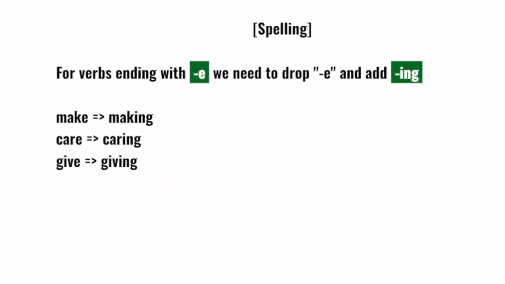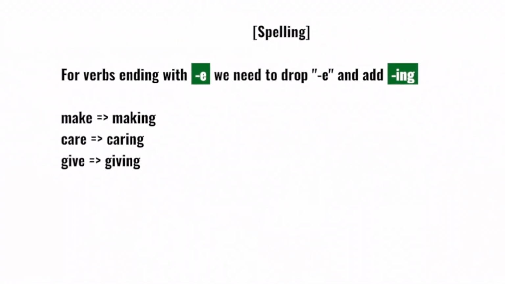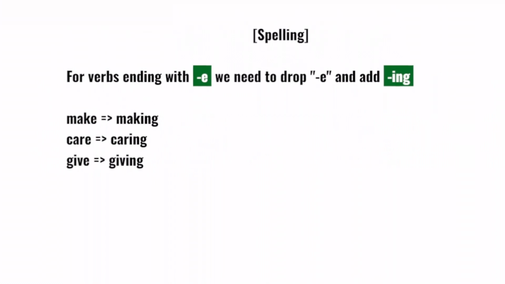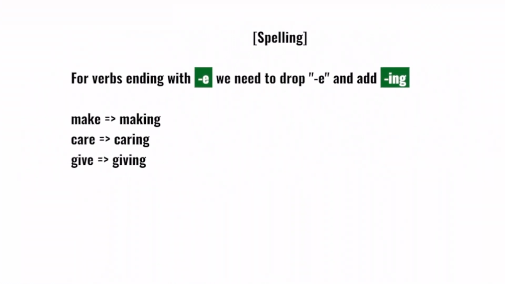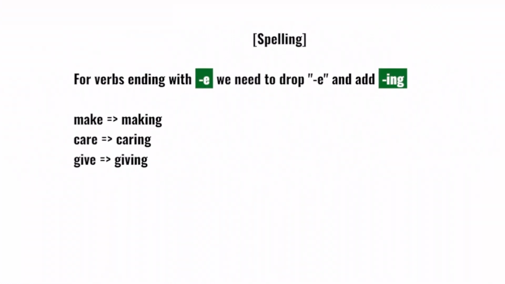For verbs ending with e, we need to drop e and add ing form. So it becomes make, making, care, caring, give, giving.